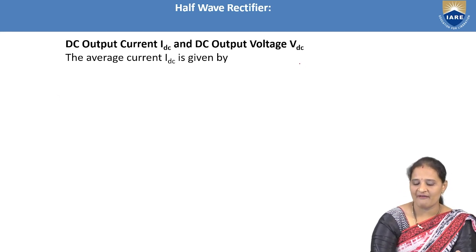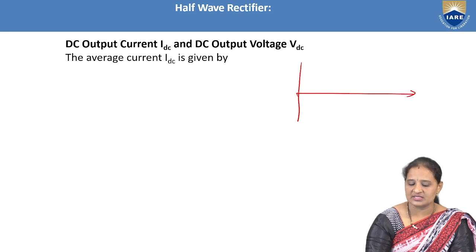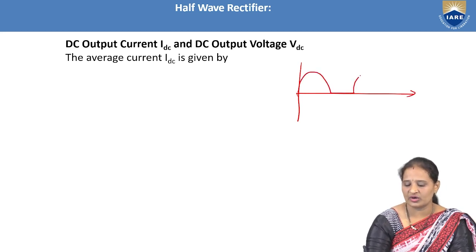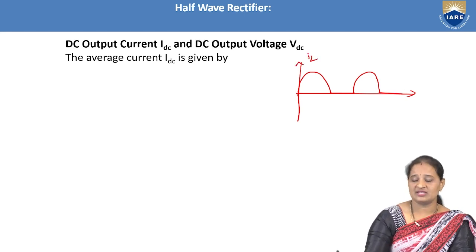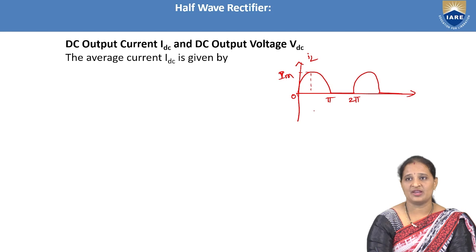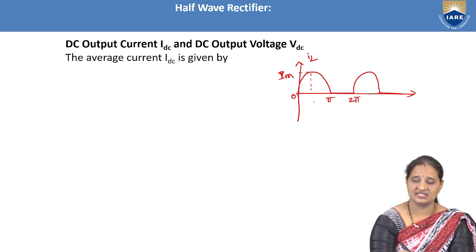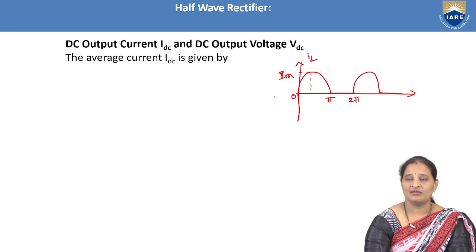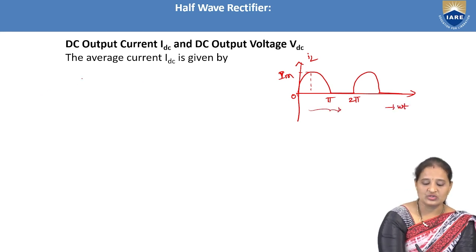So how can we find out the average output voltage? Here this is the waveform of either current through the load resistor or voltage across the load resistor. So let us have this one as IL, which is having a maximum value of Im, from 0 to pi to 2 pi. The average value of current, or else the DC value of current, can be found out by finding the average value of this one. That means the area under this curve will give you the average value of this current. So the area under the curve, that is IDC.